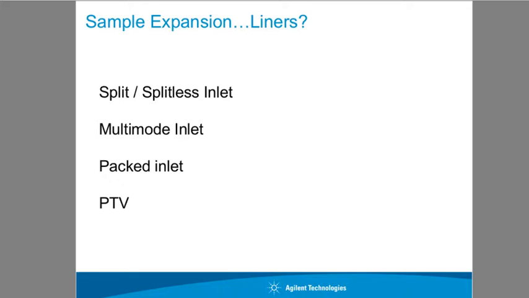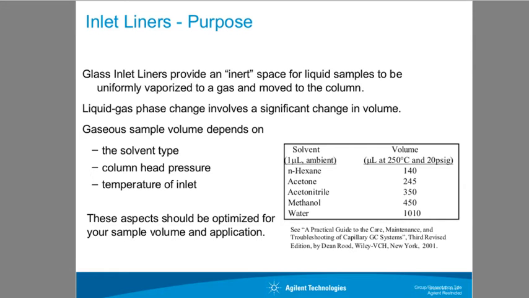So when we choose inlets, and obviously right now you're probably thinking, well, yeah, splitless is probably going to be the go-to inlet, and it is really for just about anything. But one thing we do have to keep in mind now is liners. So these inlets, the splitless, multi-mode, the packed inlet, which has a small sleeve in it, and the PTV, all use liners in them, and each liner has a different volume capacity that we have to be mindful of depending on what our sample is.